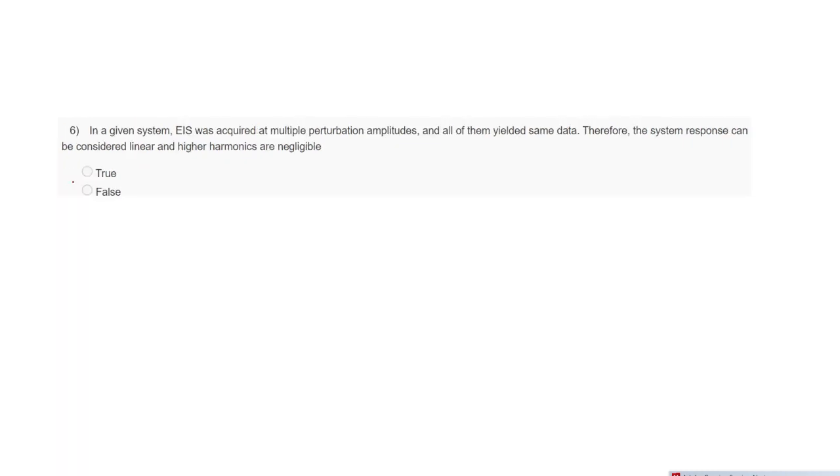In a given system, EIS was acquired at multiple perturbation amplitudes and all of them yielded the same data. Therefore, the system response can be considered linear and higher harmonics are negligible. No, that's not the case. That's false.